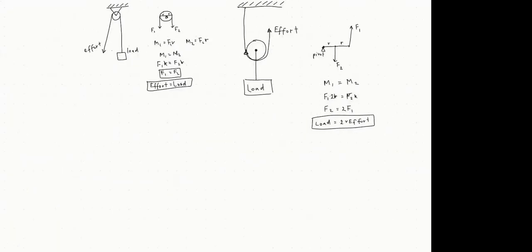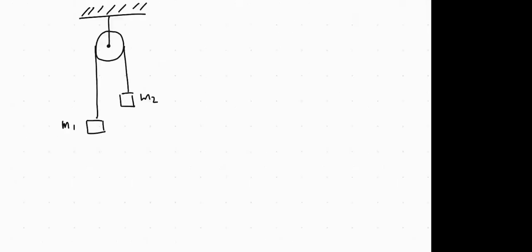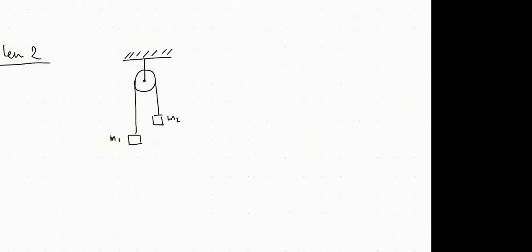Okay, so going into problem two. So we have a pulley. It's a fixed pulley. And we have two masses attached, M1 and M2. And you need to find the acceleration of each mass. Now we know nothing about the masses.